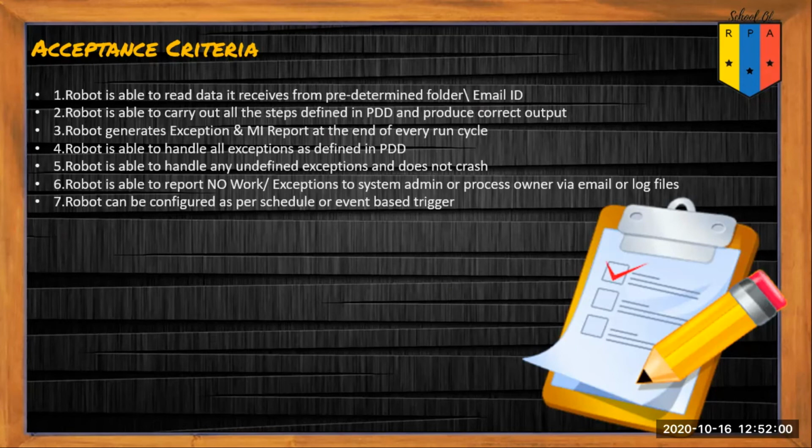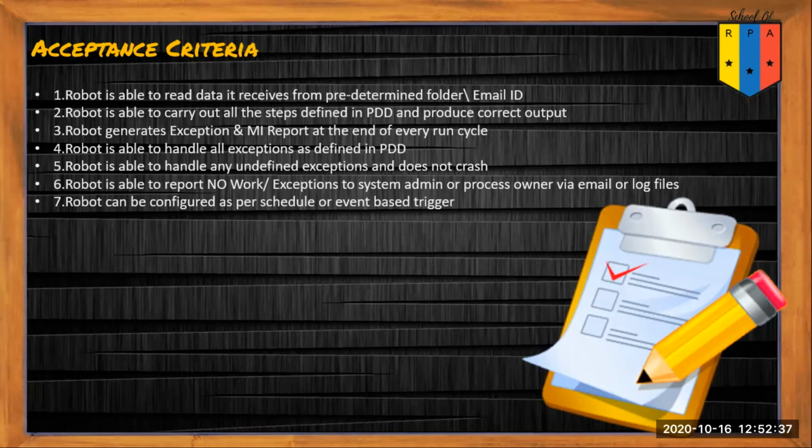Robot is able to report no work or exceptions to the system admin or process owner via email or log file. This is also self-explanatory. There are times when there will be no work for the robot, even at a scheduled time, so there's no point in running the robot if there's no work. It's just a waste of system resources. At such a point, the robot should be able to tell the system admin that, hey, I did not receive any work today. Maybe it was because of something wrong at the back end that can possibly be the cause, so the admin can investigate, or it might be a legitimate cause.